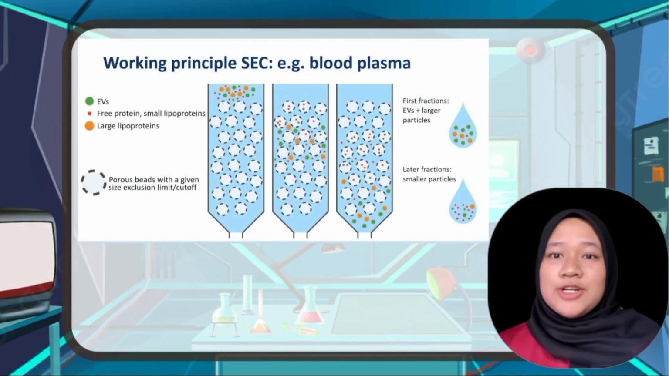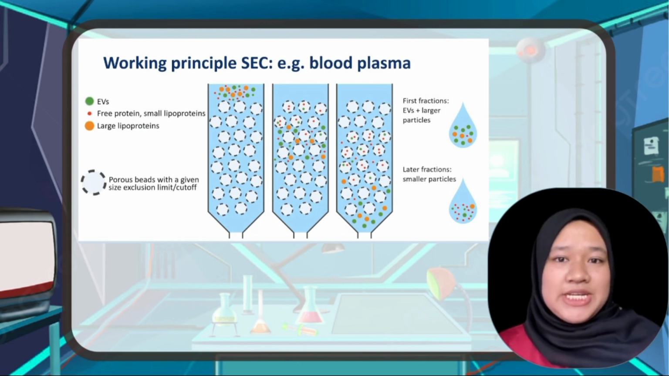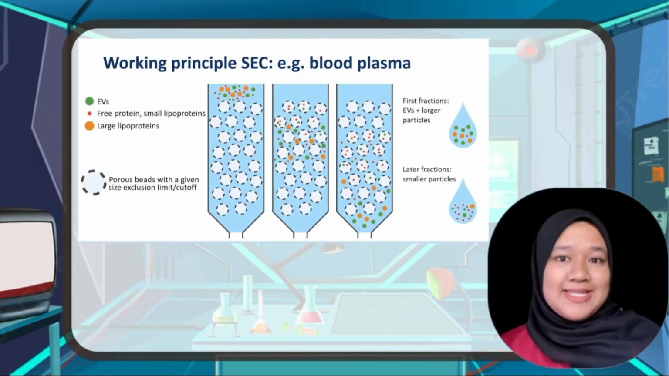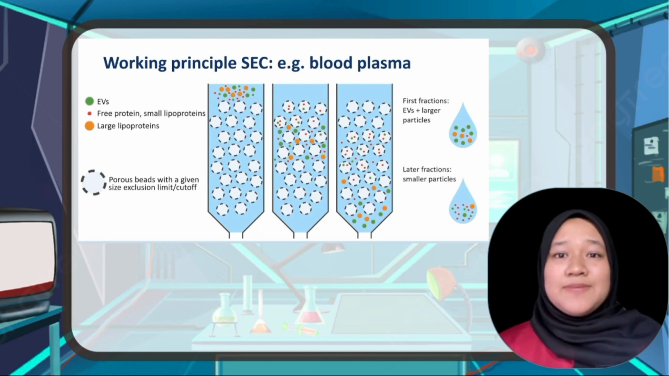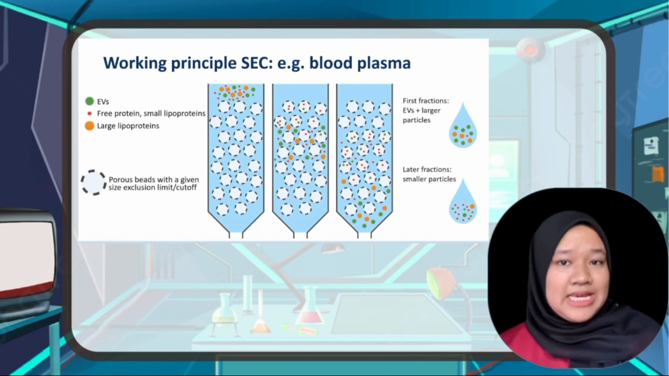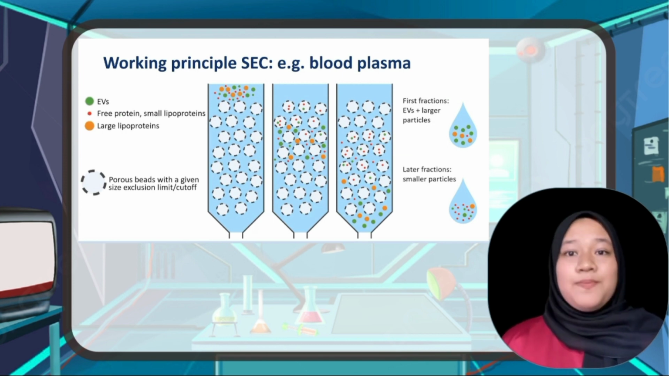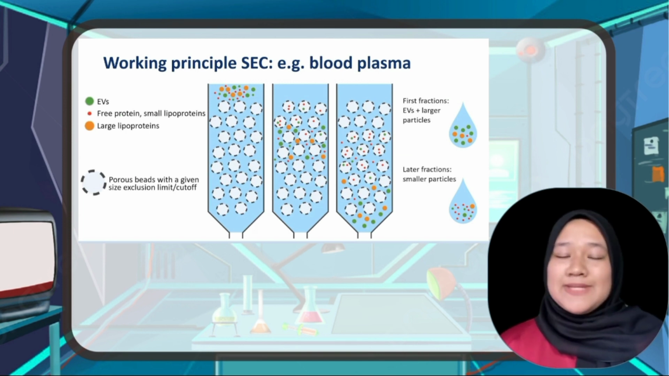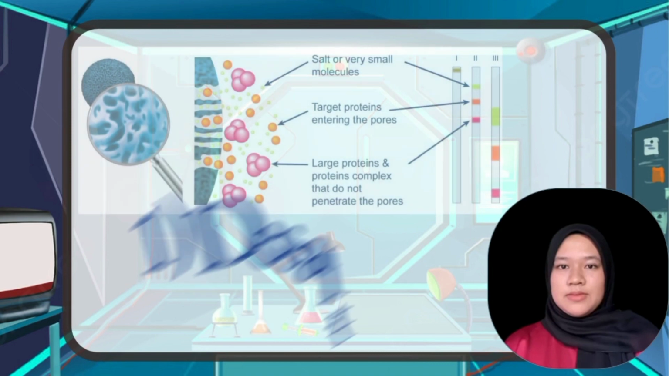Size exclusion chromatography is a chromatographic technique used for the separation and analysis of macromolecules based on their size. This method is particularly useful for biomolecules such as proteins, nucleic acids, and polysaccharides. Here's a brief explanation of its main applications.